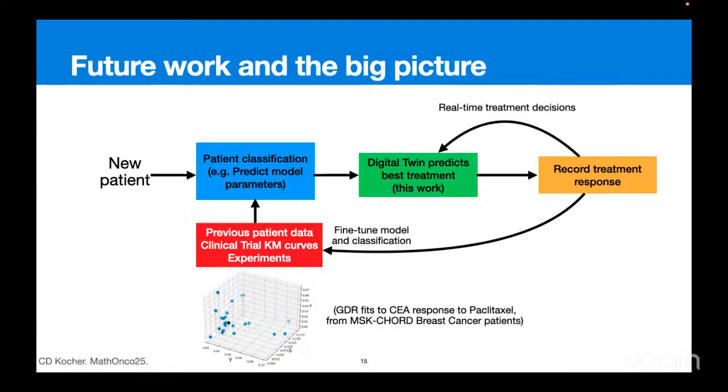And so, towards this direction, what I want to point out is from this MSK core data set, I've taken out all the breast cancer patients. I've taken out their CEA responses, in particular to the drug paclitaxel, and I've just fit the GDR parameters, right? And so you can get a cohort. So I think that data sets like that are going to be a big help in calibrating models. You can get clouds of patients and say, look, who am I most like?